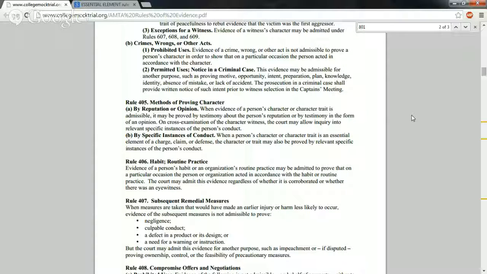So like the disciplinary notice evidence ends up getting overturned because its purpose is to show Hayden's knowledge of Jesse's misbehavior. But that doesn't get you around the 405B specific instances of conduct objection. So your objection, Your Honor, is that this is improper character evidence because the method isn't proper, as the character trait in question is not an essential element of the charge or claim.